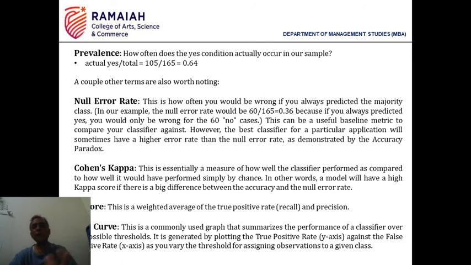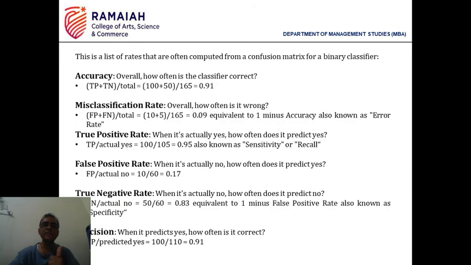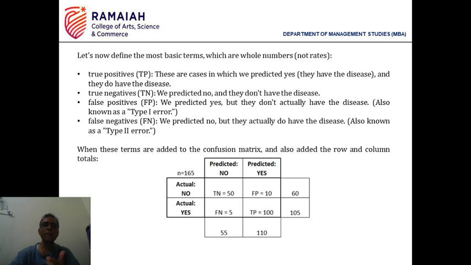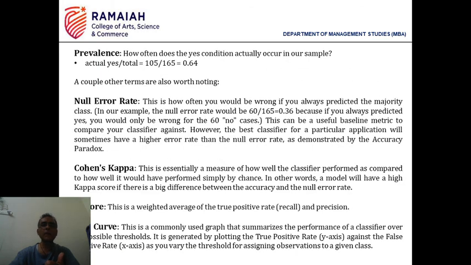This is how often you could be wrong if you always predicted the majority values. In our example, the null error rate would be 60 by 165. What is that 60? 60 is nothing but your actual number divided by 165 patients, which is 0.36. Because if you always predicted yes, you would always go wrong for the 60 no cases. Right? Only 60 there.